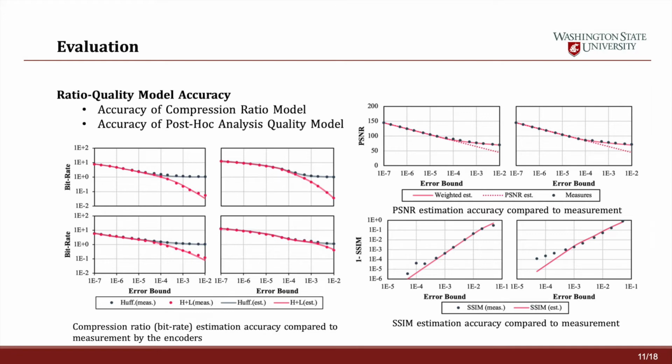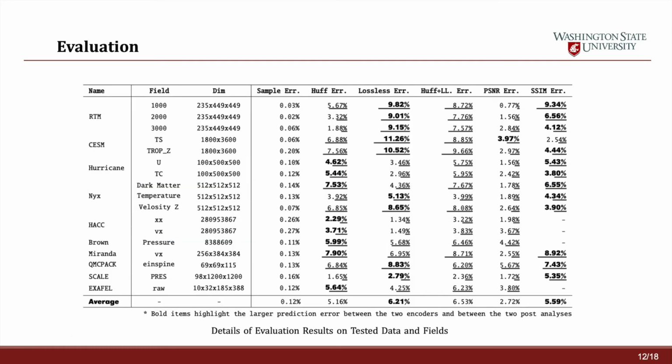And on the upper right-hand side is the PSNR estimation accuracy, and on the bottom right-hand side is the SSIM estimation accuracy. And similarly, we can see that our estimation is very close to the experimental results. And note that we can also see the refined error distribution takes advantage in the PSNR estimation accuracy under very high error bound situations. Similarly, we also evaluate our model on 10 data sets and 17 data fields.